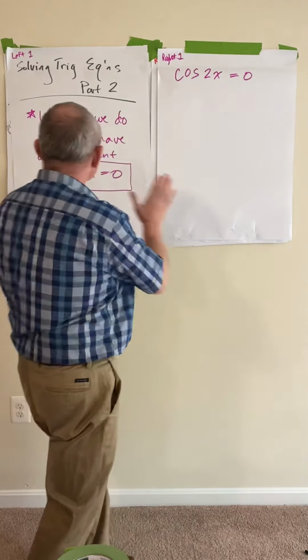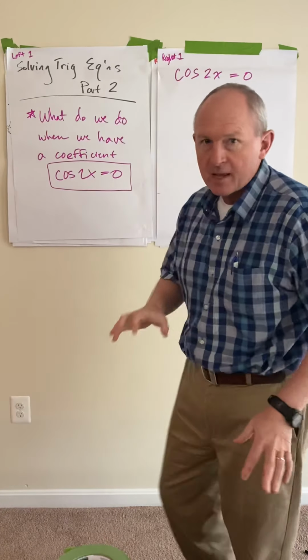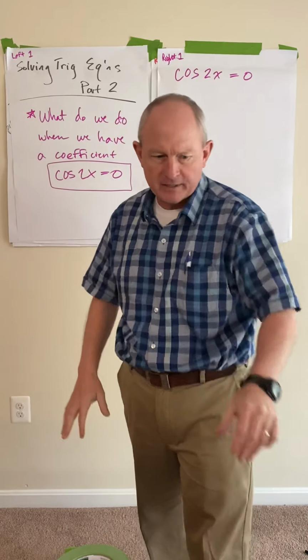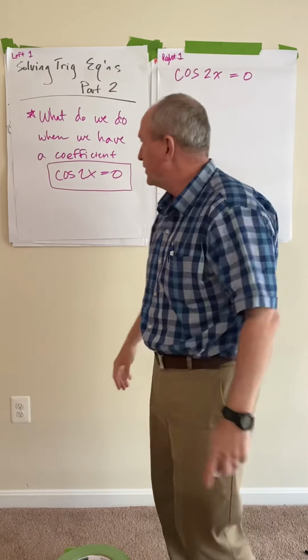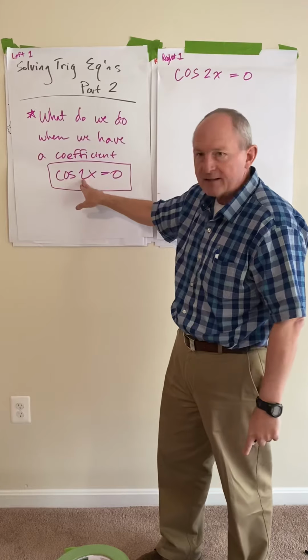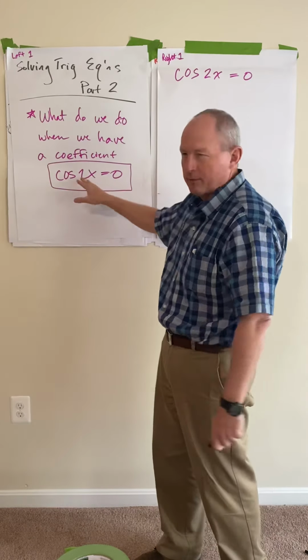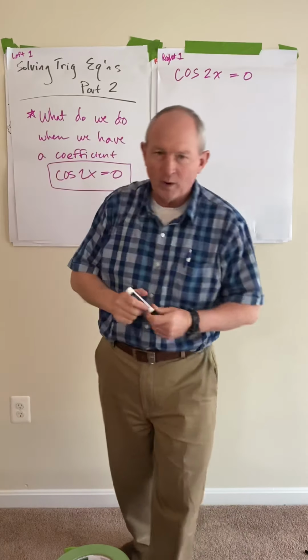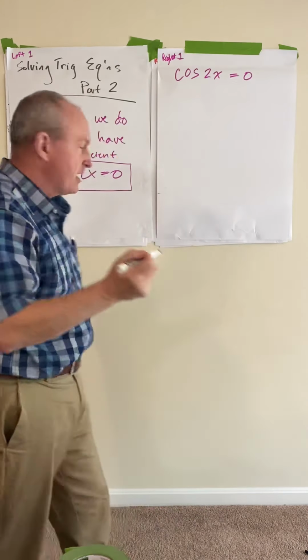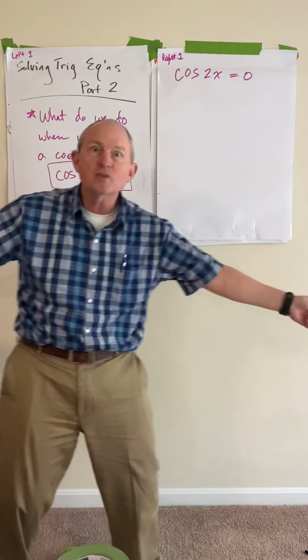All right. So, Solving Trig Equations Part 2. There's a couple things we have to cover, and there's a couple things more than last time. First question is, of course, what do we do when we have a coefficient in front of the x? Like cosine of 2x equals 0. We're going to try and solve cosine of 2x equals 0. We can figure out what 2x is. We can solve this, say 2x would equal, well, when is the cosine 0?